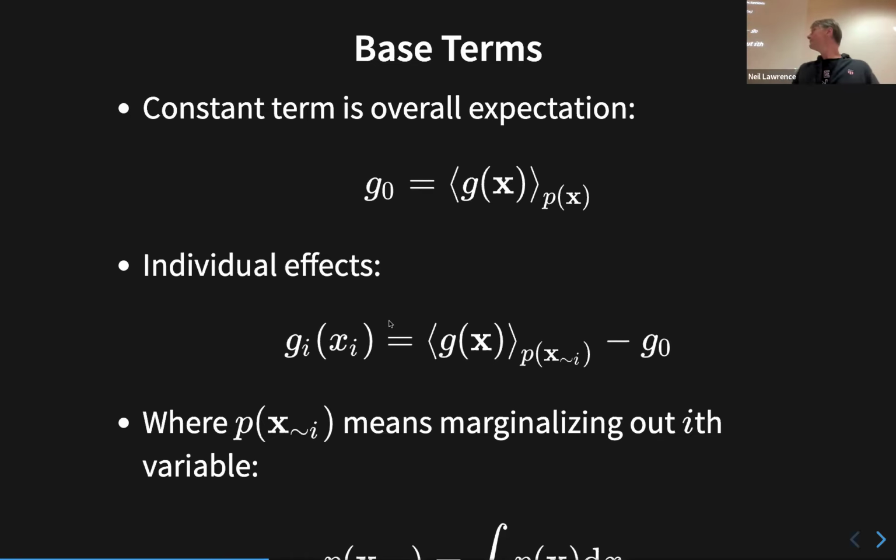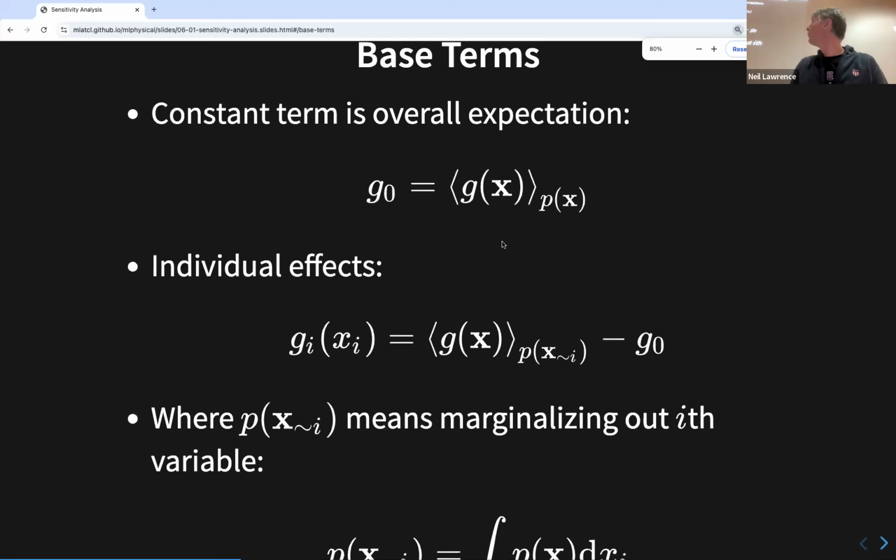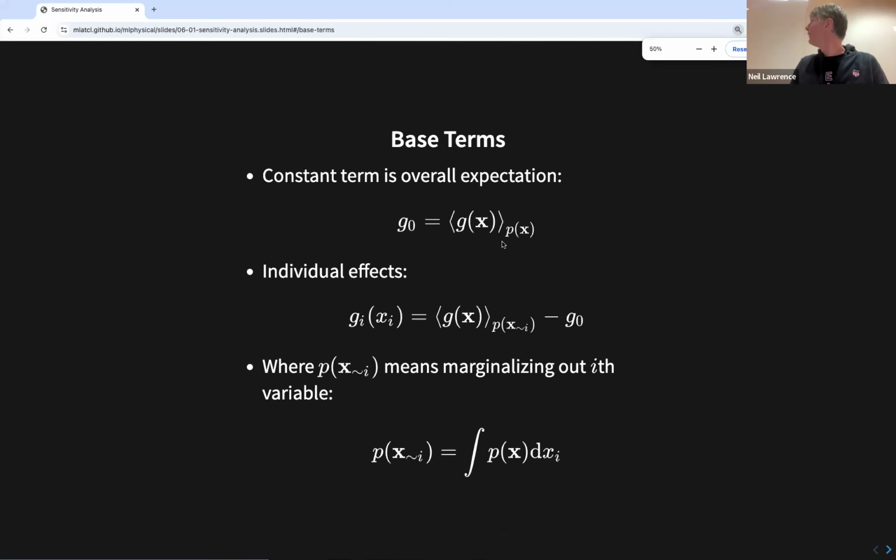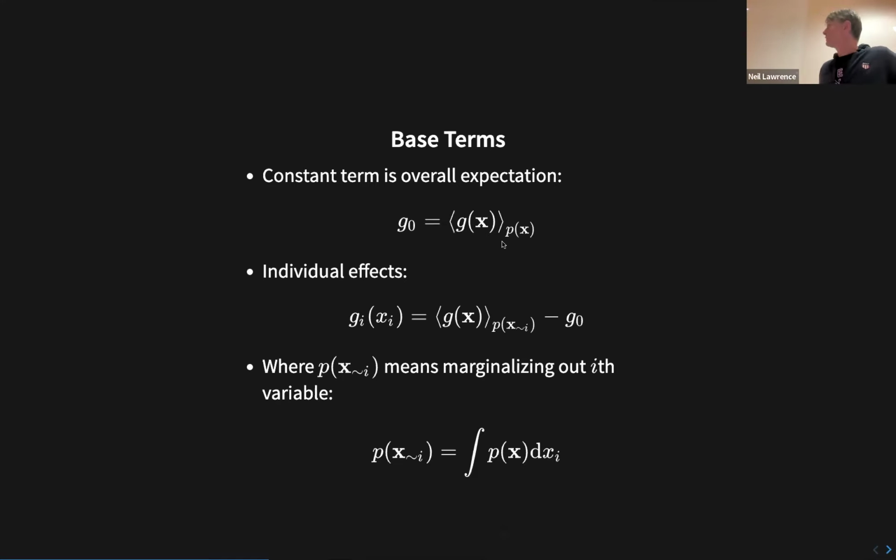Let me just see if I can zoom out to pick up the last term there. Right. So what we can show mathematically is that the constant term is simply given by the expectation of the function, right? So what we can do is we first of all calculate the expectation of the function.